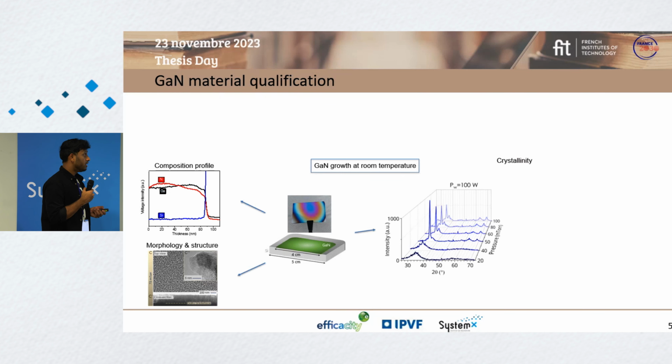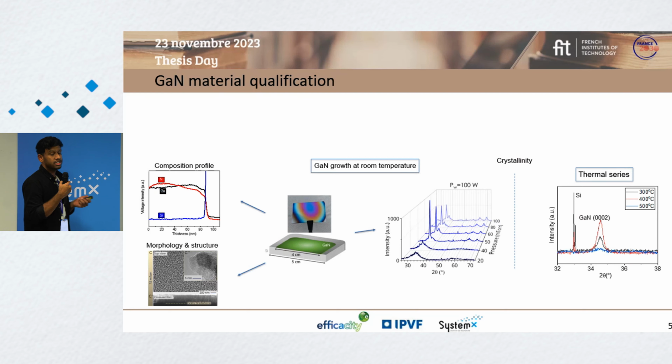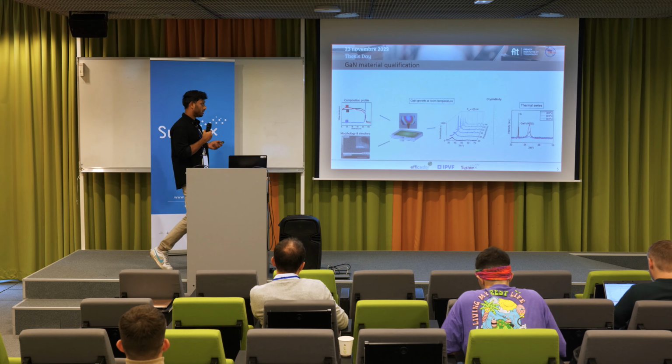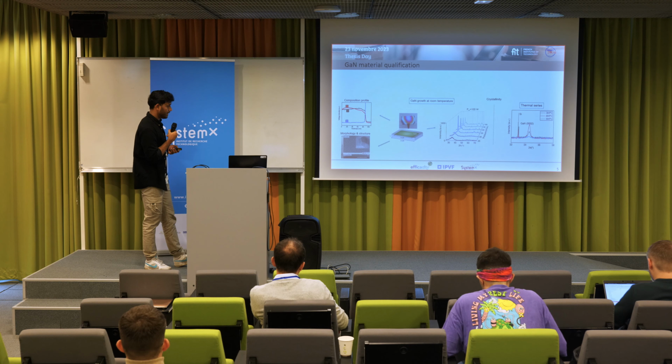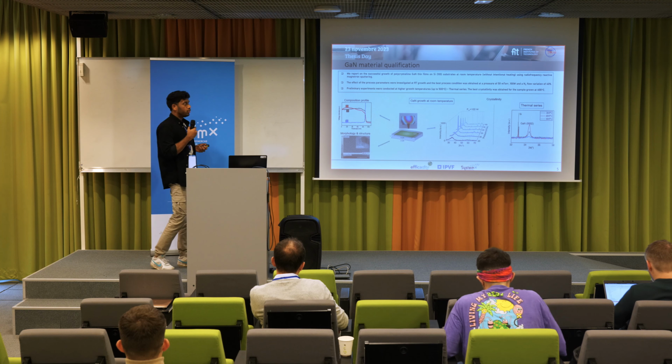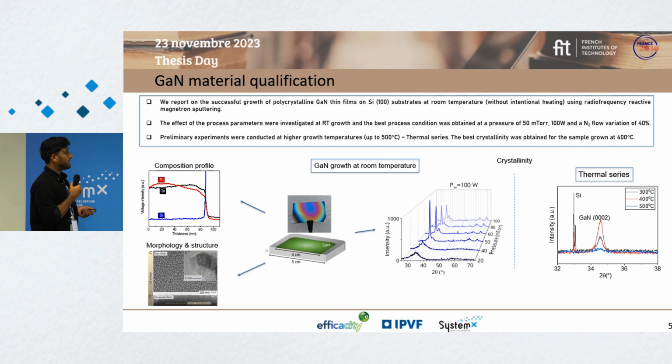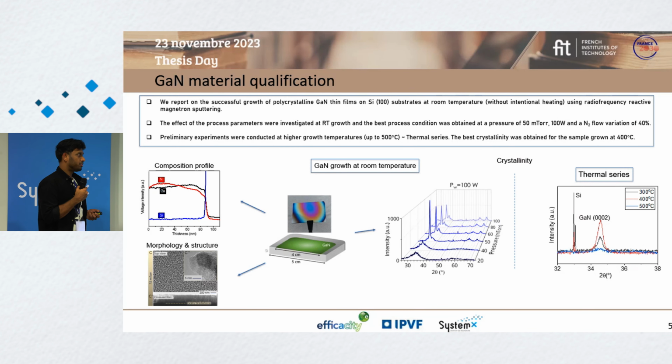Focusing on the material qualification, we analyze the growth of gallium nitride in terms of composition, morphology, and structure at room temperature, and also further focus on the thermal series, where we increase the substrate temperature and see what happens in terms of crystallinity and other characteristics. So overall, we produce polycrystalline gallium nitride at room temperature, and we have some preliminary results on what's happening at higher substrate temperatures, where we get a better crystalline quality.